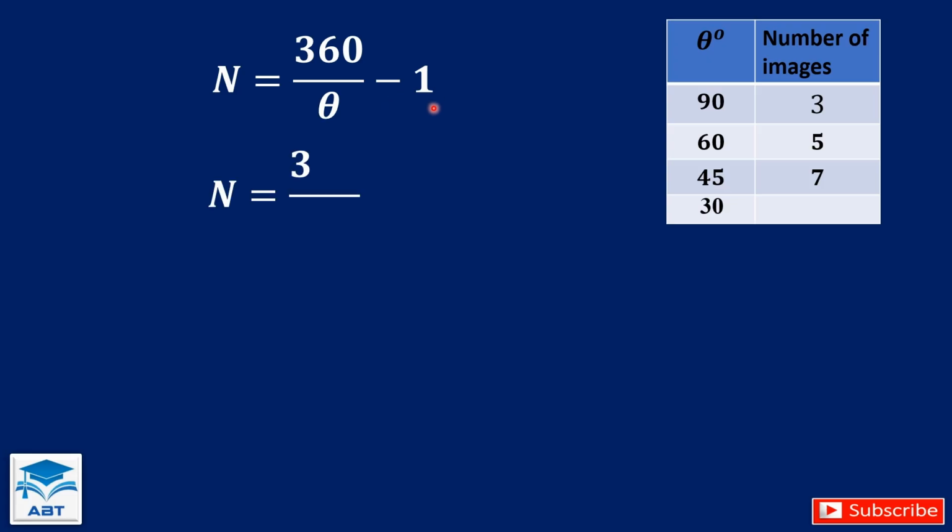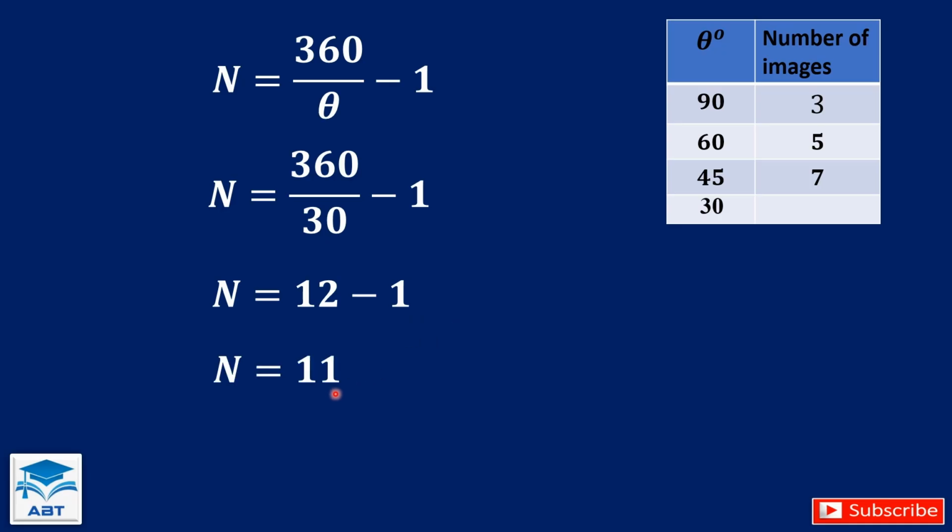So now, when the angle between the two plane mirrors is 30, we can get the number of images without performing the experiment by using this formula. 360 divided by angle 30, then we subtract 1. Now 360 divided by 30 is 12. And 12 minus 1 is 11. So for an angle of 30 degrees between the two plane mirrors, the number of images is 11.